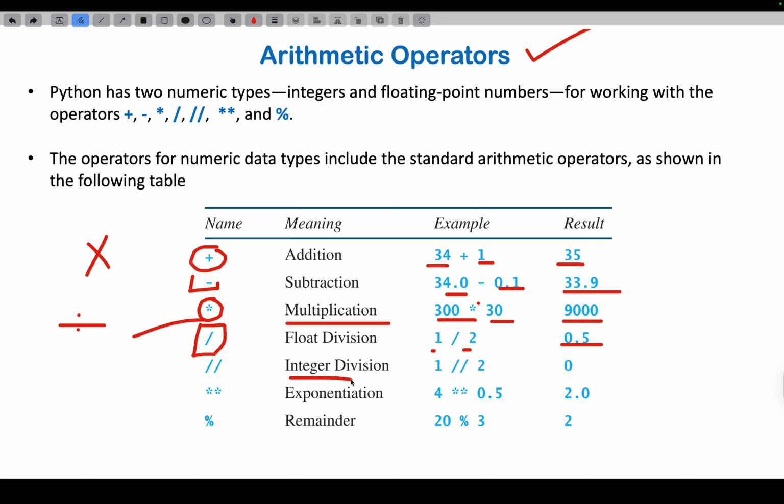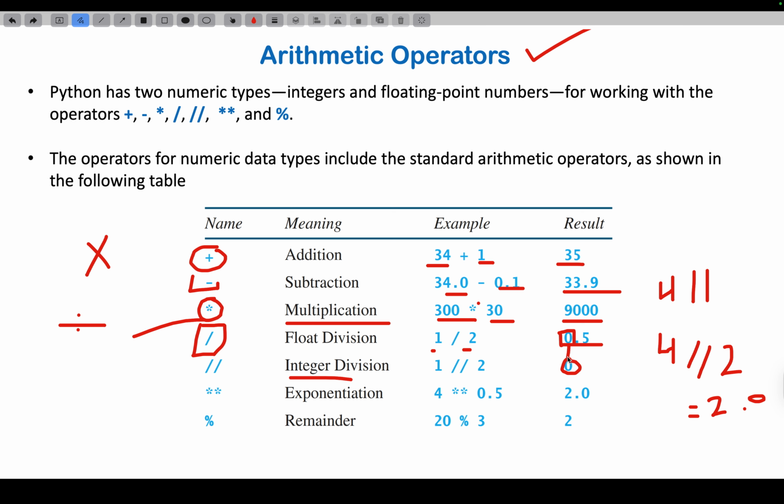Then we have integer division, where we don't get a floating point, we only get the number. For example, if you do 4 divided by 2 with a double forward slash, this is double forward slash, the answer will be 2. But if it is single, then the answer will be 2.0. So with the double slash, you only get the integer part. For example, if you do 1 by 2, it's not 0.5, it's just 0, because you just get this integer part. It's integer, not integral part. My bad.